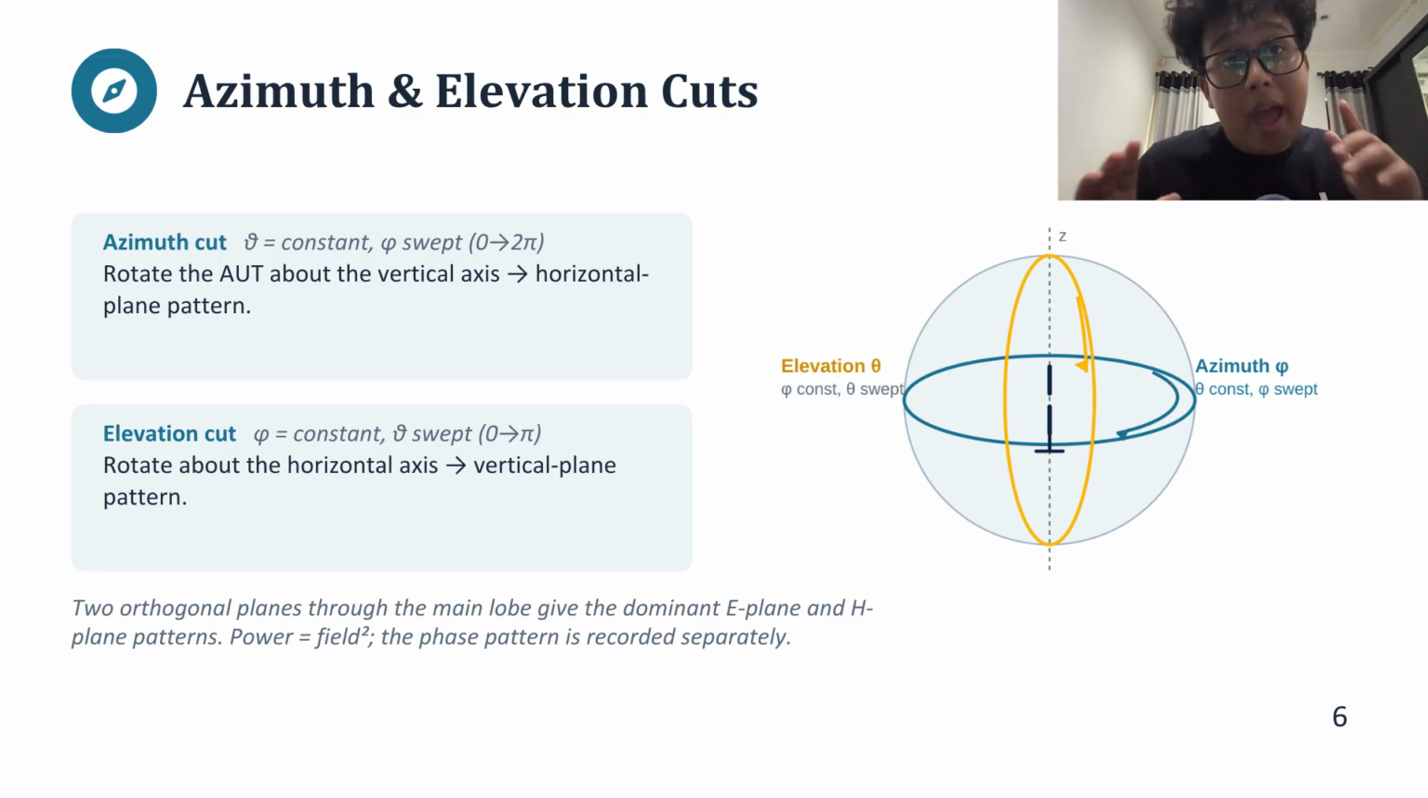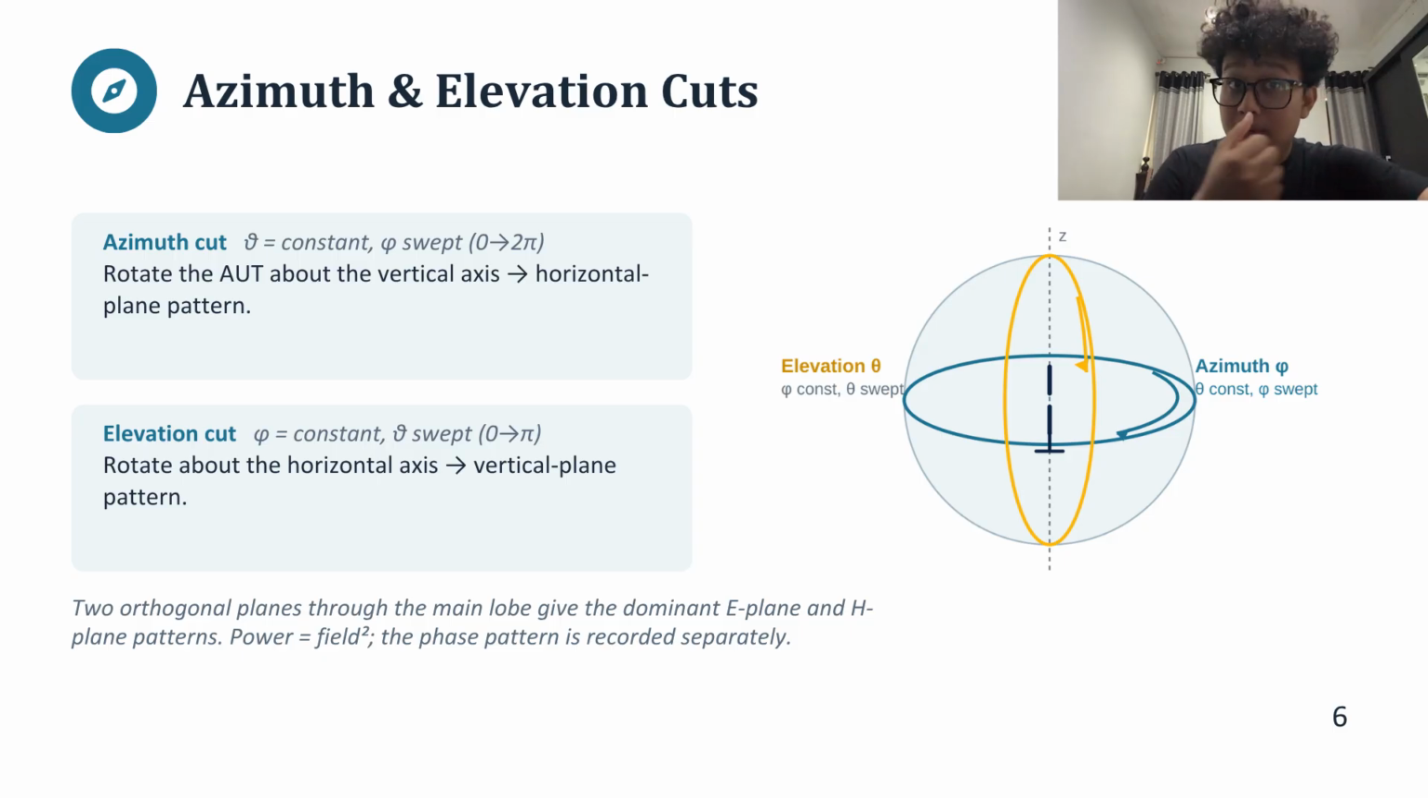Now let's look at those two cuts. The azimuth cut keeps theta fixed and sweeps phi. In practice, you rotate the antenna around the vertical axis. That gives you the horizontal plane. The elevation cut is the opposite. You keep phi fixed and sweep theta, rotating around the horizontal axis. That gives the vertical plane pattern.